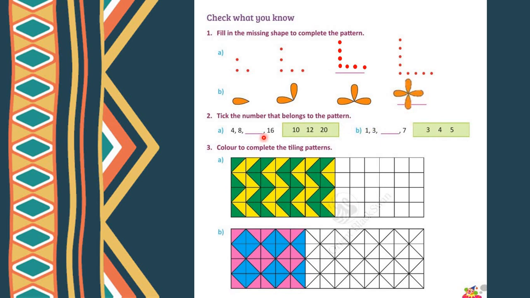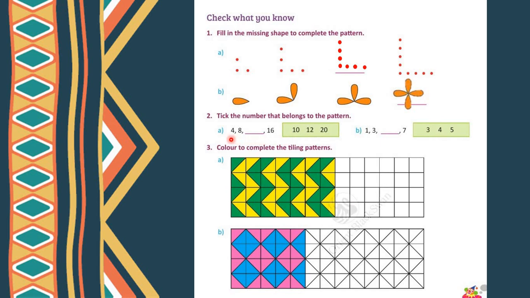Let's move to question number 2. It says tick the number that belongs to the pattern. Now kids, you are given some number patterns here and you are given some options of numbers. You have to tick or fill in the blank with the number from the box which may complete this pattern, right? So let's observe A part first.